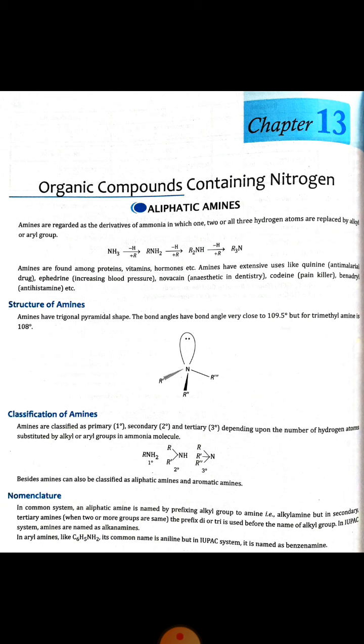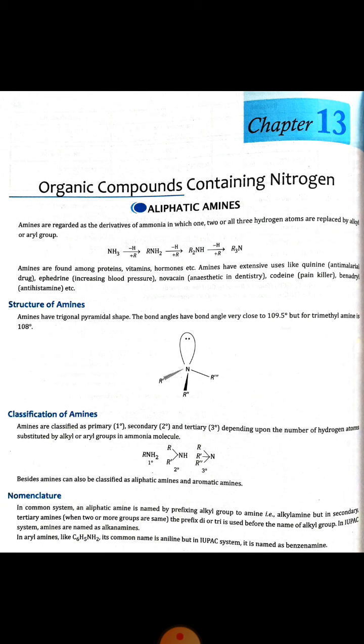The amines are found among proteins, vitamins, hormones, etc. Amines have extensive use, like quinine, an anti-malarial drug, ephedrine, which increases blood pressure, novocaine, and so on. There are plenty of drugs which include an amine group. The structure is very clear from this. The amines have a trigonal pyramidal shape.